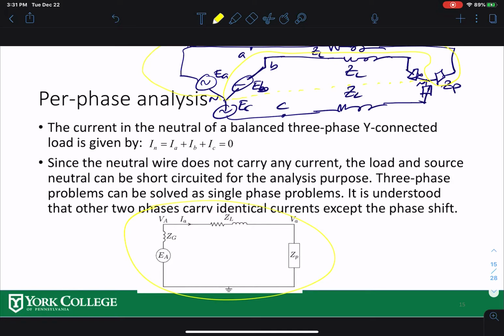That can only be done for a balanced system. Also, in a balanced system, if we add all the currents, there's no neutral current, meaning the summation of the currents gives you zero. Per-phase analysis works for a balanced system because the magnitude for each phase is equal; the only difference is the phase. So if I know the magnitude of current and voltage, I can easily find them for the other phases by adding 120 degrees.